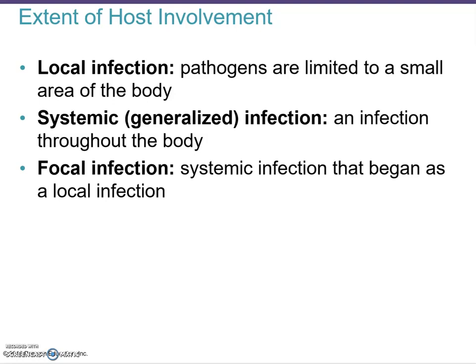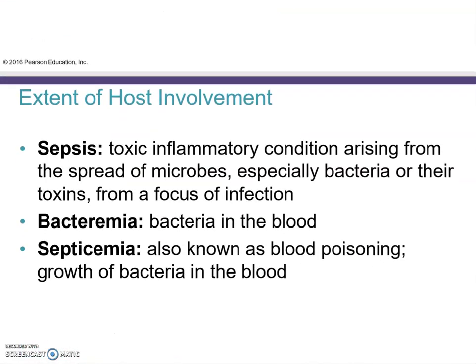Here, moving on to the extent of host involvement and the terms that describe that. So let's start with local infection. That means that the pathogen is limited to a small area of the body. Let's say you cut yourself and there's a local infection going on and you have the inflammatory responses locally, but it's not affecting the whole body. If your entire body is involved, then we have a systemic or generalized infection. Most people use the term systemic for sure. Focal infection is a systemic infection that began as a local infection.